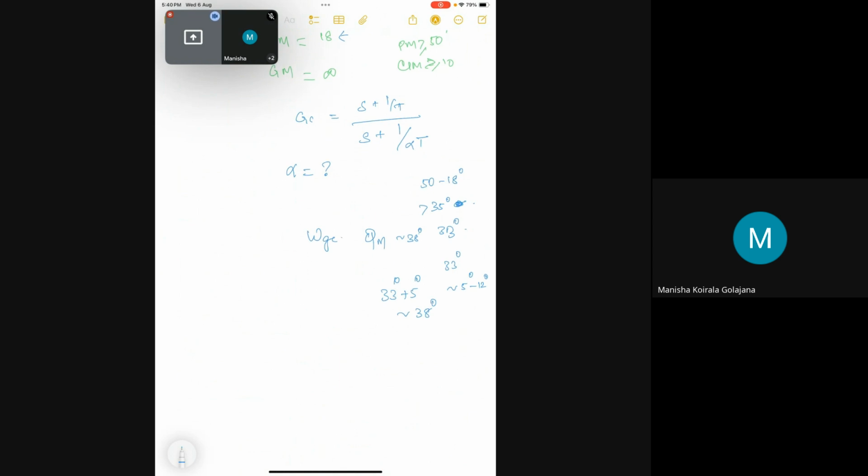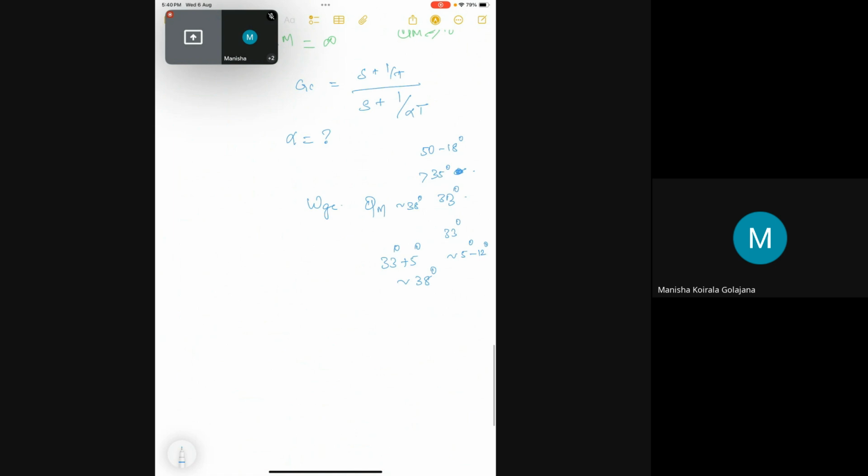We always have this increment of the requirement, to compensate for the lag introduced by the lead compensation. And we know the formula relating the maximum phase lead to the alpha value: sine phi m equals 1 minus alpha by 1 plus alpha. This can also be written as phi m equals sine inverse of 1 minus alpha by 1 plus alpha.